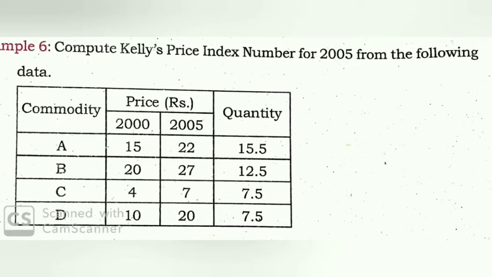Compute Kelly's price index number for 2005 for the following data: commodities A, B, C, D, and prices of P0 is 2000, and 2005 will be our current year price, that is P1, and quantity is given. It is not of base year and also of current year, isn't it? So Kelly's price index number is also called the fixed weight index number, isn't it? So let's start solving the problem now.